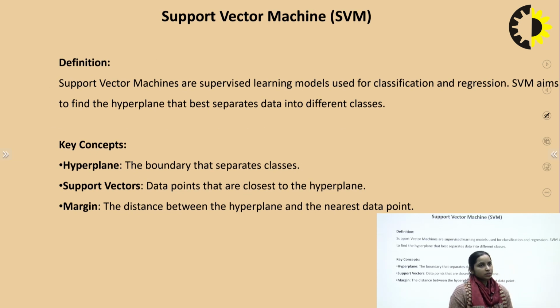Another machine learning approach is the support vector machine. Again it is a supervised learning model used for classification and regression, and it finds the hyperplane that best separates the data into different classes. The key concepts are hyperplane, support vector and margin. The hyperplane is a boundary that separates the classes. Support vectors are the data points closest to the hyperplane, and the margin is the distance between the hyperplane and the nearest data point.